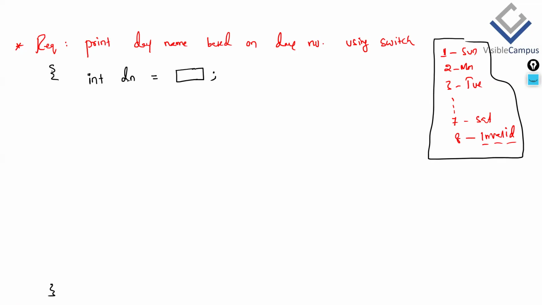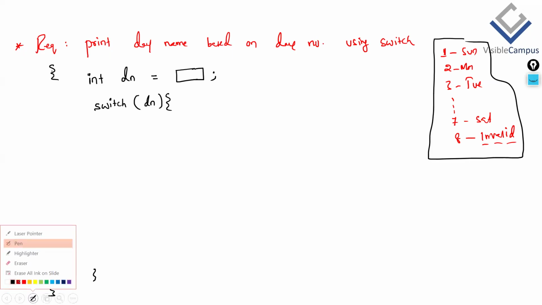After having an existing variable, can we go for switch now? Yes, switch completely in lowercase letters. Then parenthesis, existing variable name dn, then closing of parenthesis. Is any semicolon there? Only flower brackets, no semicolon. Switch body. Inside this switch body, what type of case labels are allowed?